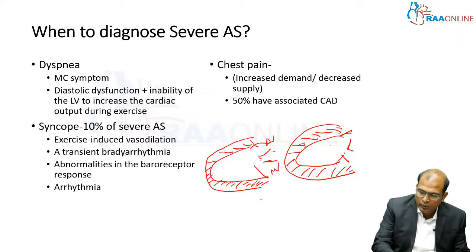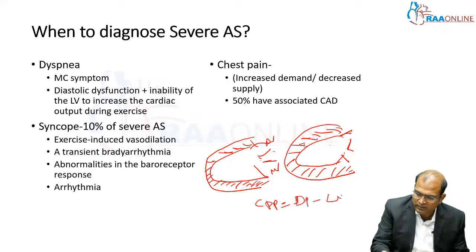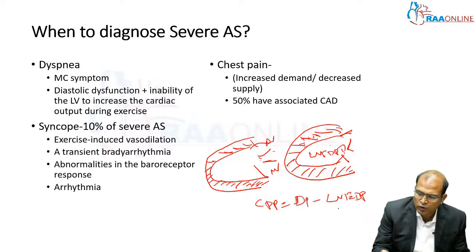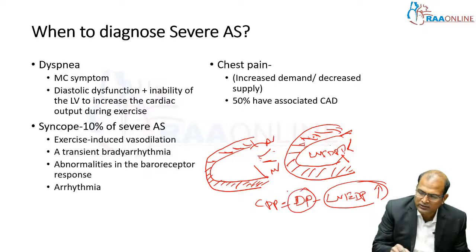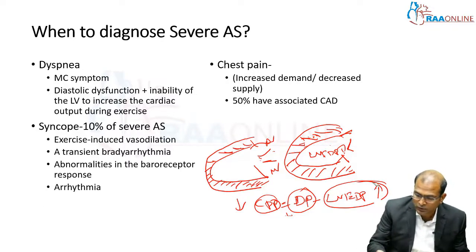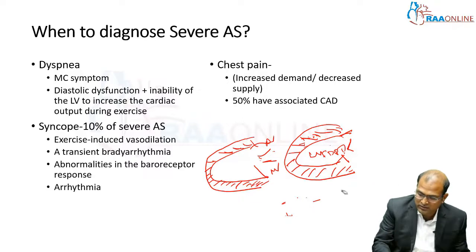We all know coronary perfusion pressure is equal to systemic diastolic pressure minus LV-EDP, left ventricular end diastolic pressure. Because of significant LVH in the left ventricle, the LV end diastolic pressure is going to increase. Whenever there is an increase in LV end diastolic pressure, if there is no simultaneous increase in diastolic pressure, your coronary perfusion pressure is going to fall. So this is the most important reason why patients with aortic stenosis develop exertional symptoms.